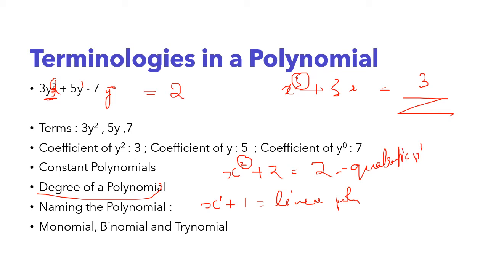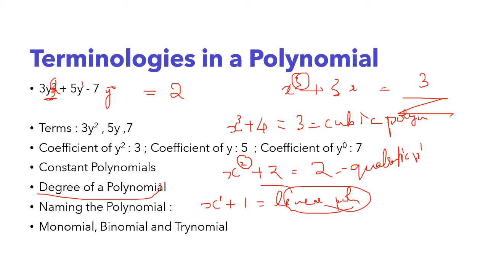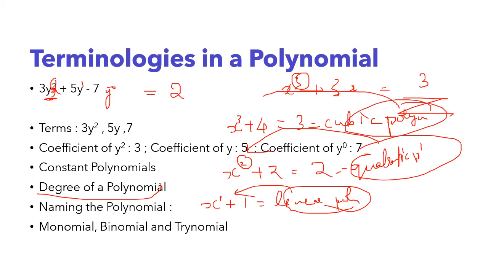All right. Similarly, if the degree of the polynomial is 3, say x cube plus 4, then the degree over here is 3, which means it is a cubic polynomial. We call them cubic polynomials. So linear polynomials are polynomials whose degree is 1. Quadratic polynomials are polynomials whose degree is 2. And cubic polynomials are polynomials whose degree is 3.